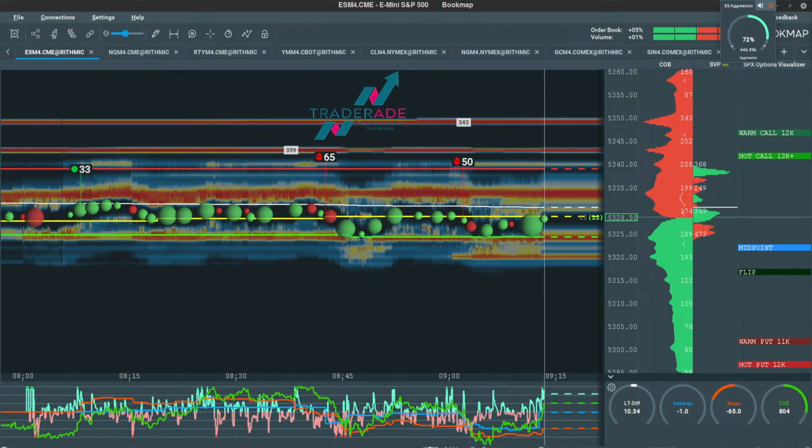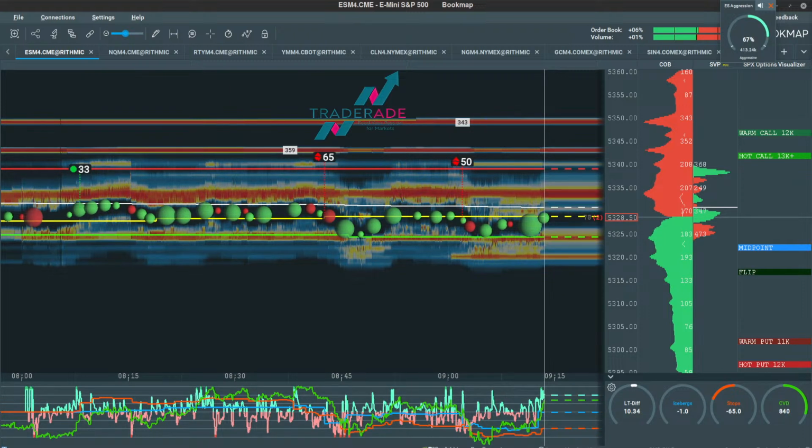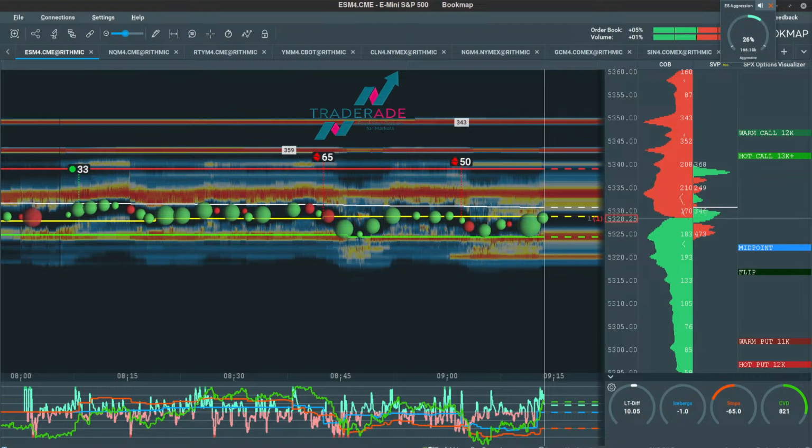So the advanced SPX options visualizer, once we have some trading data in after the market opens around 940, 945, we'll start to see where those flows have evolved, where positioning may be changing a bit, and we can keep an eye on that through the trading session to get a sense as to where there may be potential exit points.